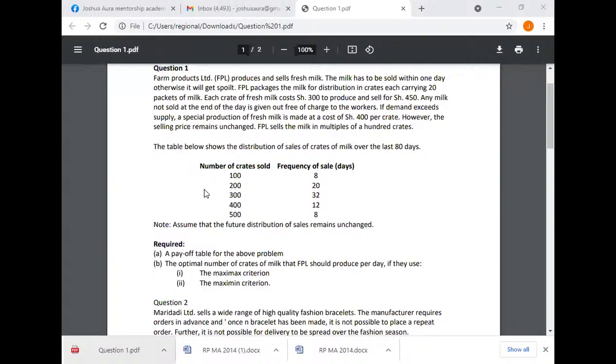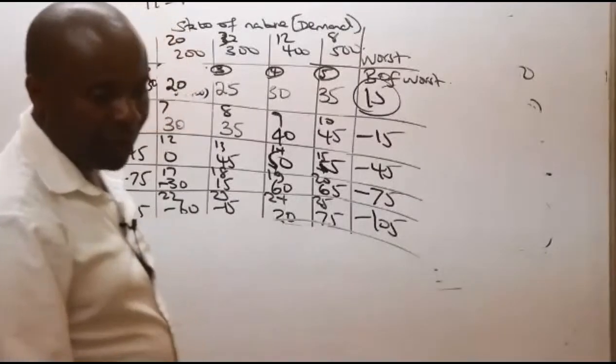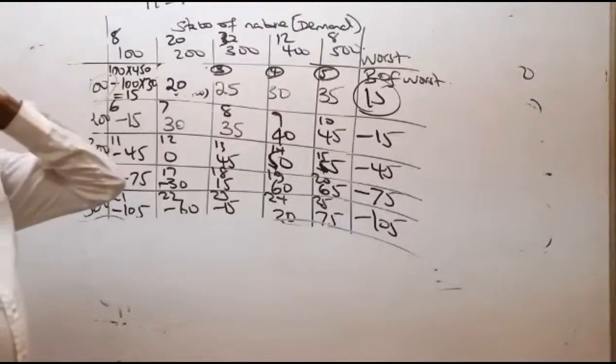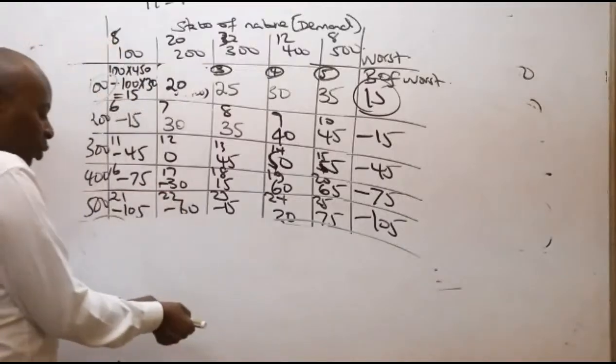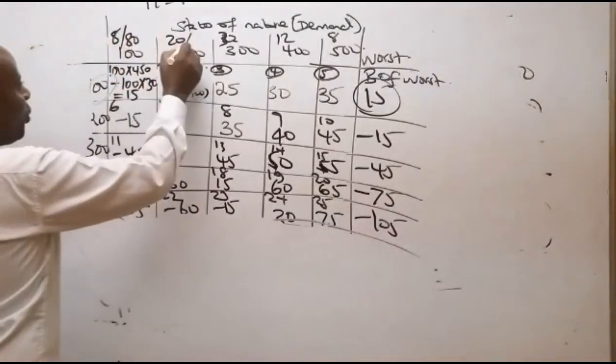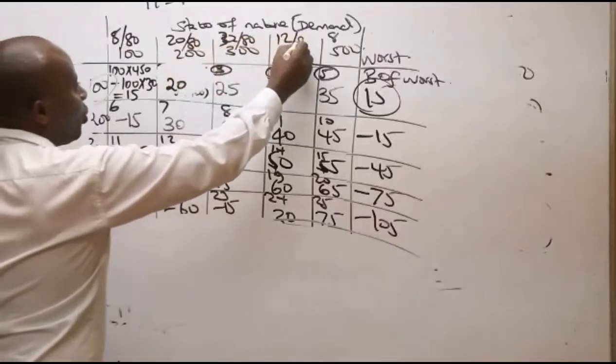Of course, to get these probabilities, I would have used the frequencies 8, 20, 32, 12, and 8. So can somebody give me the total frequency? We normally use frequencies to get probabilities. Add the frequencies of sales, then divide each frequency by the total. The total is 80. So then I'll talk of 8 over 80, 20 over 80, 32 over 80, 12 over 80, 8 over 80.